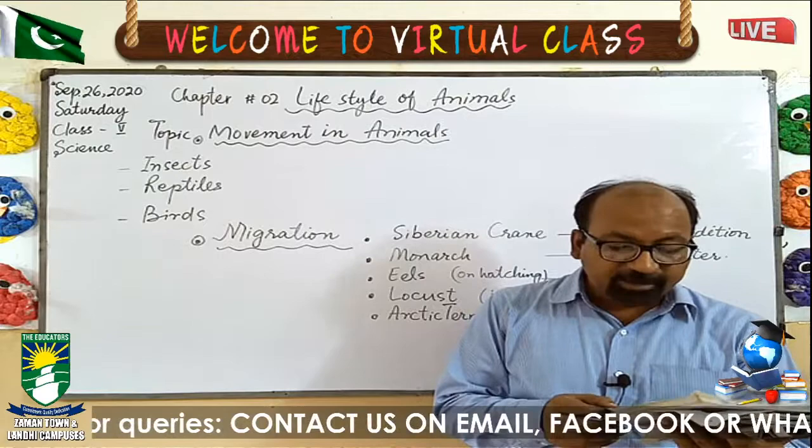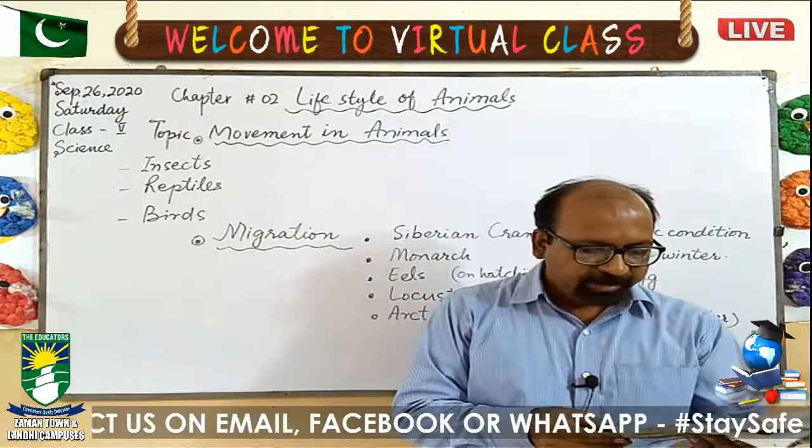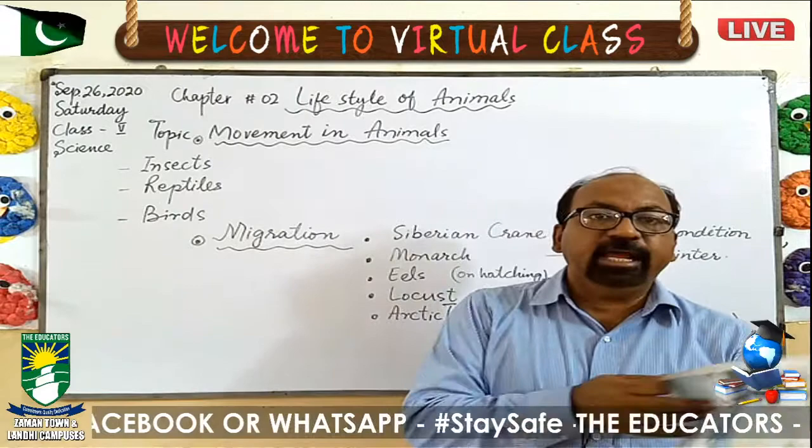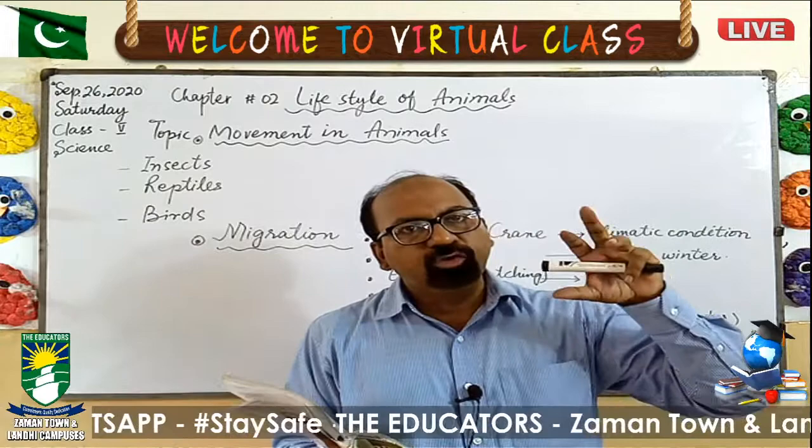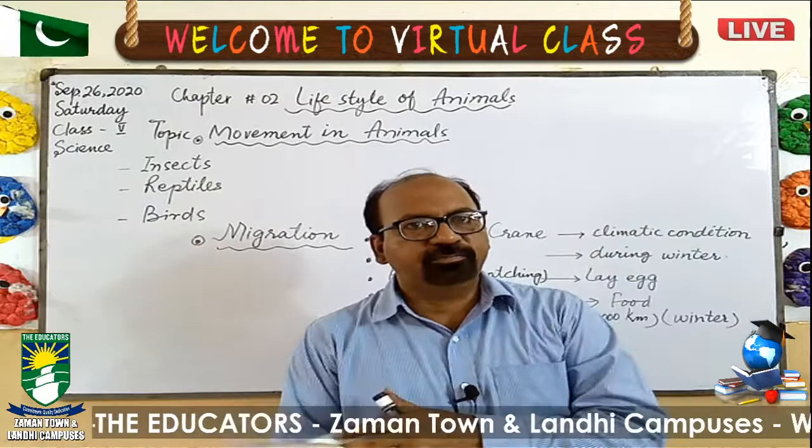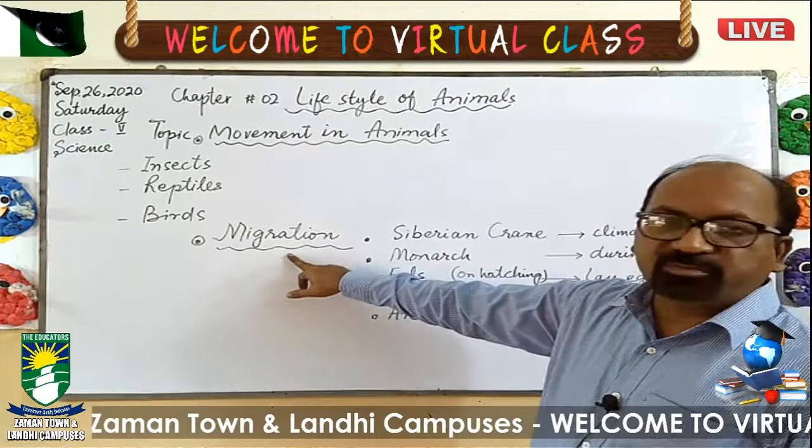Sometimes they are walking, sometimes they are running, sometimes they are hopping, means jumping, on land, or perching on the trees. These legs help them to perch on the tree. I have told you that perch means to sit on, to hold or grasp the branch of the tree. It's called perch. Next topic which we are going to discuss is migration.